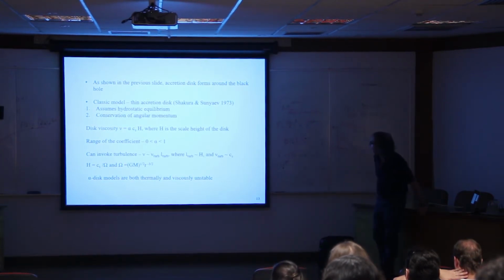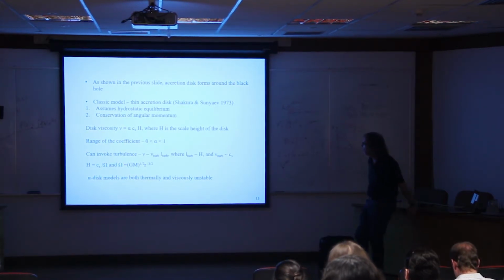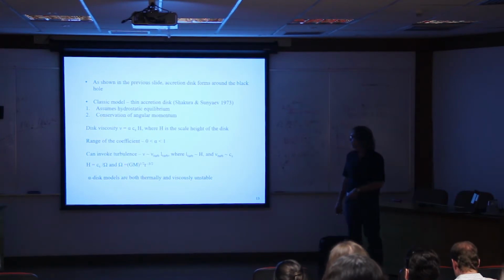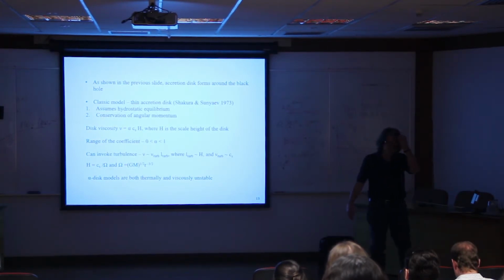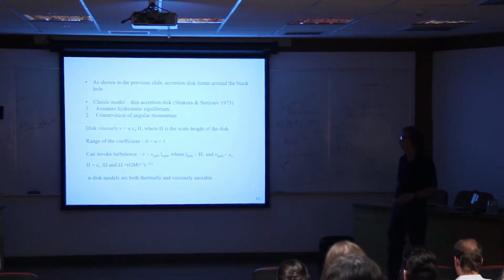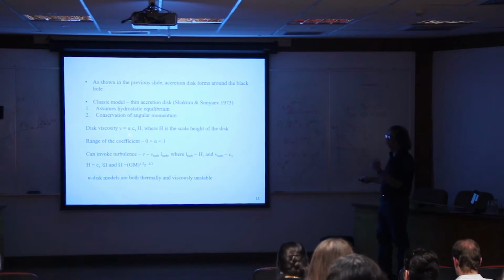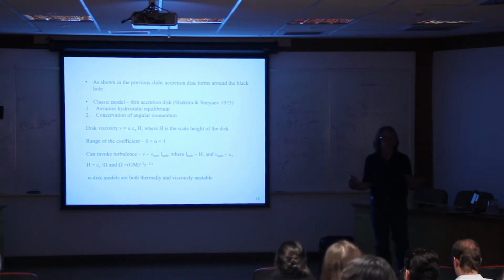Also, as shown by that, the important thing is you get an accretion disk forming around the black hole. And so the classic model from Shakura and Sunyaev in '73 is a thin accretion disk. That thin basically is a measure of scale height versus radial distance. It makes a thin disk.